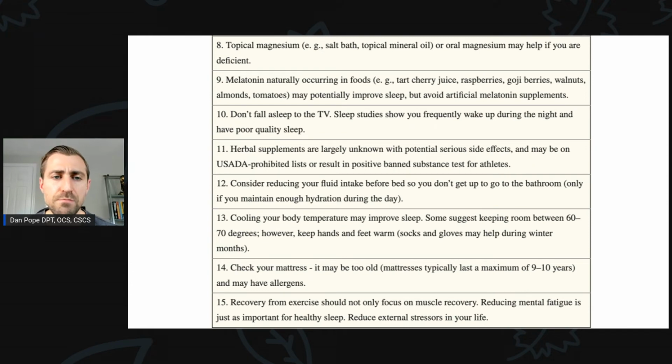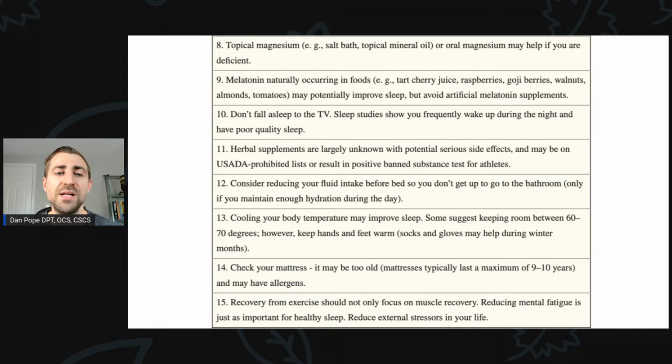Okay, number 8, topical magnesium or oral magnesium. So think about a salt bath or a topical mineral oil or just a supplement. May help if you are deficient, right? A lot of people are. Magnesium is one of those nutrients that most folks are deficient in.